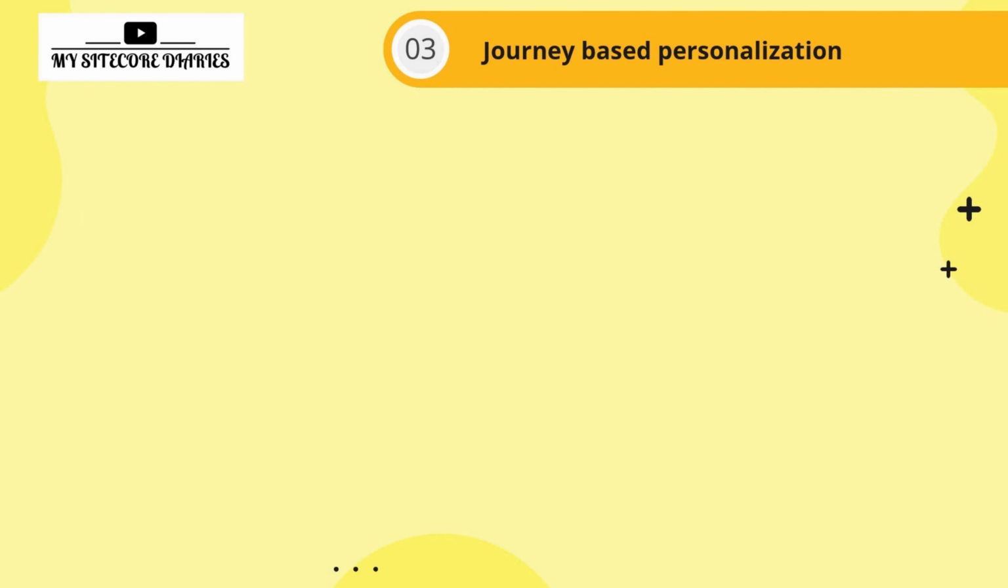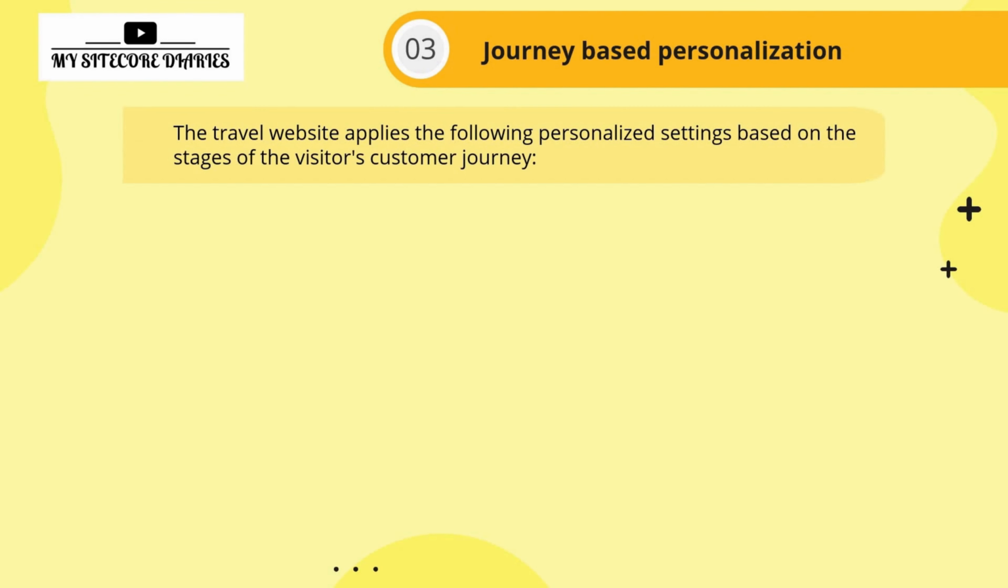Now we'll see a simple example of journey-based personalization. The travel website applies the following personalized settings based on the stages of the visitor's customer journey. So it's an example of a travel website. Depending on where your visitor is in the customer journey, you are going to personalize your changes.